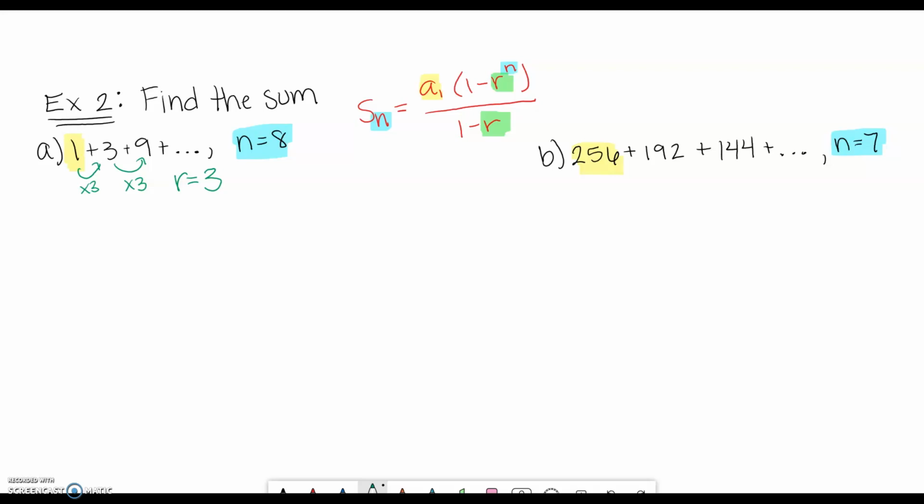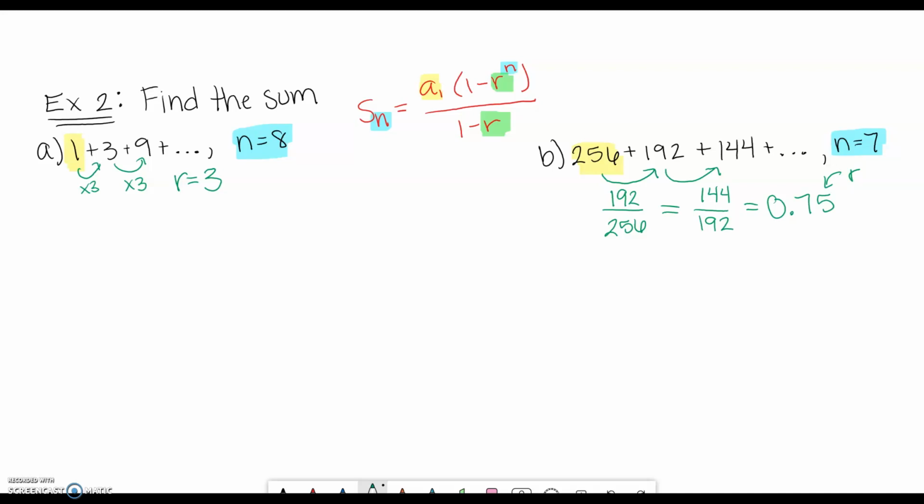We'll go ahead and find the common ratio of this one as well. So 256 to 192 and 192 to 144. In this case, it's kind of hard to see what the pattern is. So to find it, you do 192 divided by 256, and then you would check 144 divided by 192, and they should be the same. If not, then it's not a geometric sequence. In this case, they are the same, and it is 0.75, so this is our common ratio here.